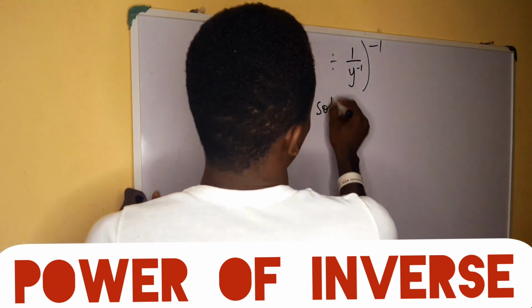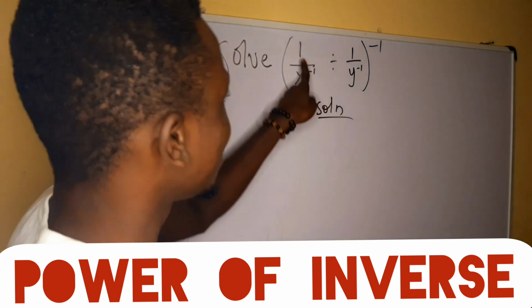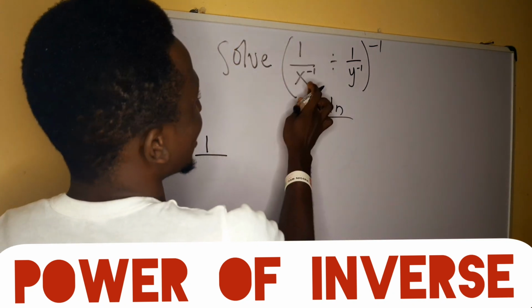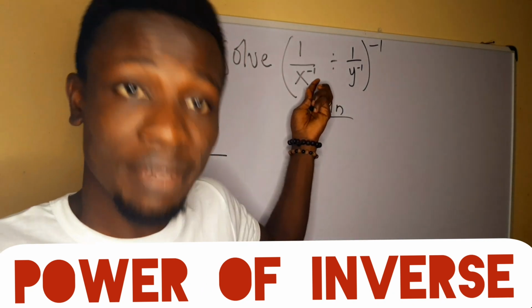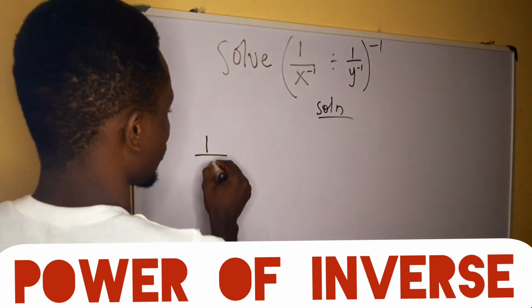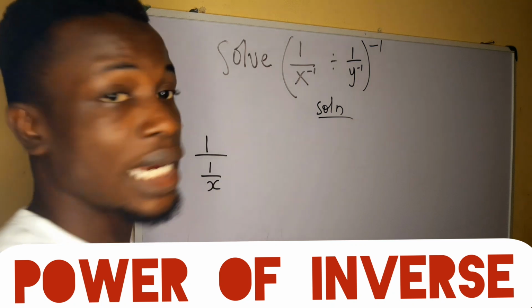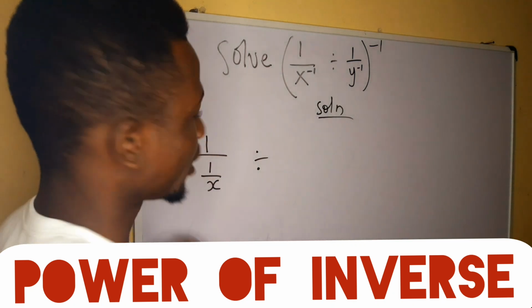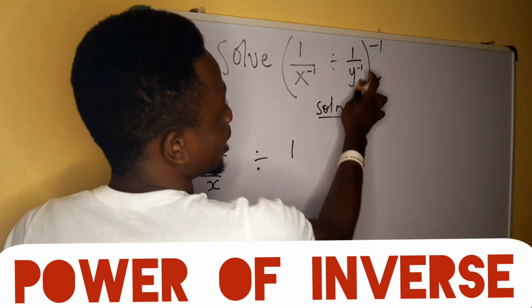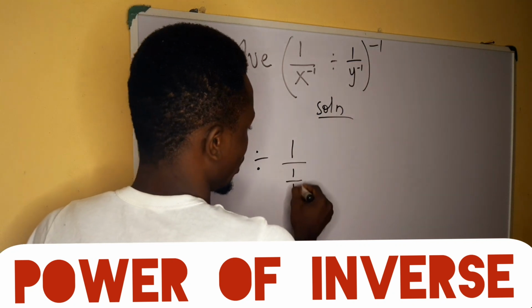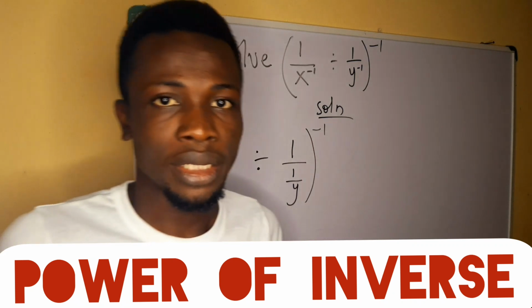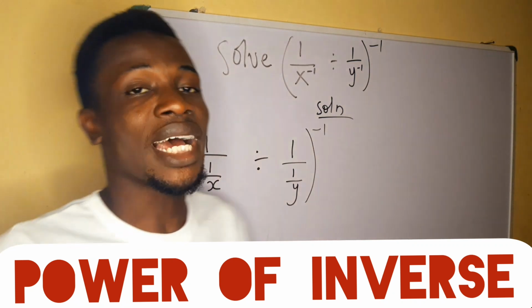So solution, we can say that this is something as 1 over x to the power of negative 1, which is the inverse of x, so you can also write it as 1 over x. I hope you're following. Then you put your division sign, then the inverse of y is something as 1 over y, all to the power of negative 1. So what is the next thing we are asked to do?